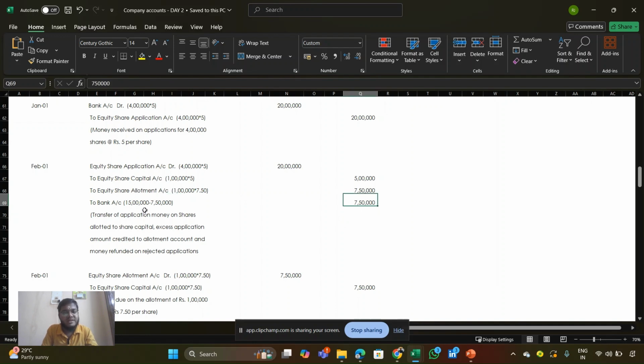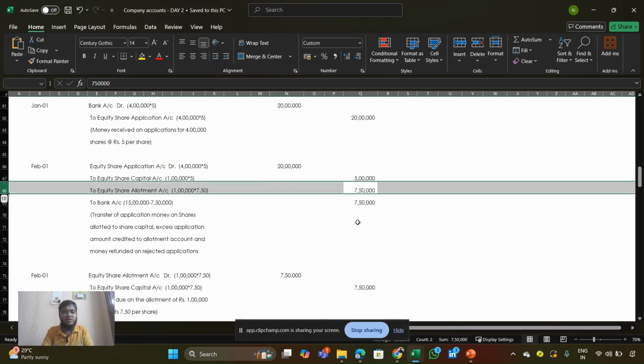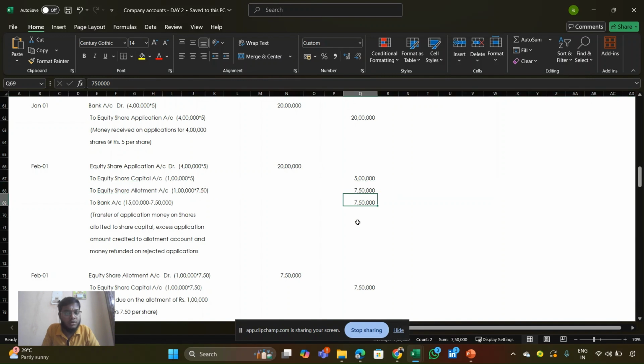We have to mention each calculation in brackets so that the examiner who corrects the paper will easily understand the solution and easily provide you the full marks. So we should make it easy for him to understand the solution. Okay. So to bank account, 15 lakh minus 7 lakh 50, 7 lakh 50 is the rejection amount. So on the pro rata basis, we have adjusted how much? 7 lakh 50, to the extent of the allotment amount. Okay.